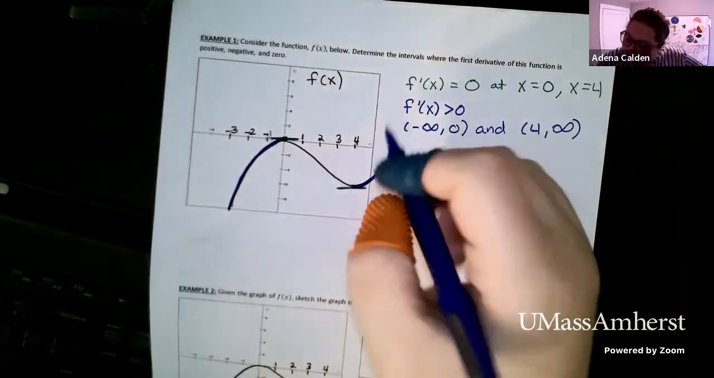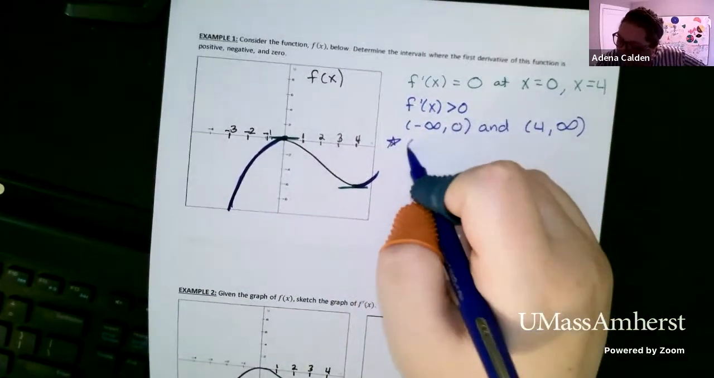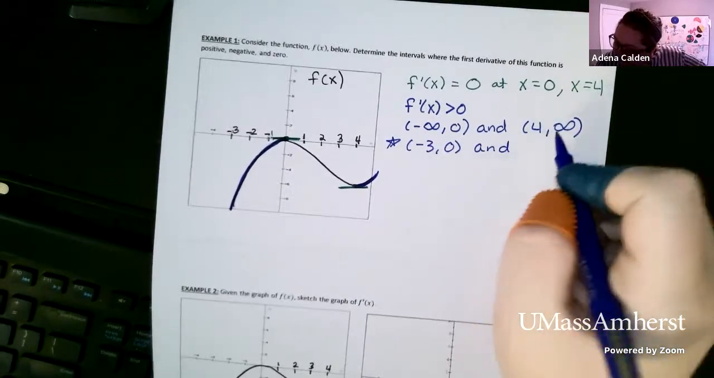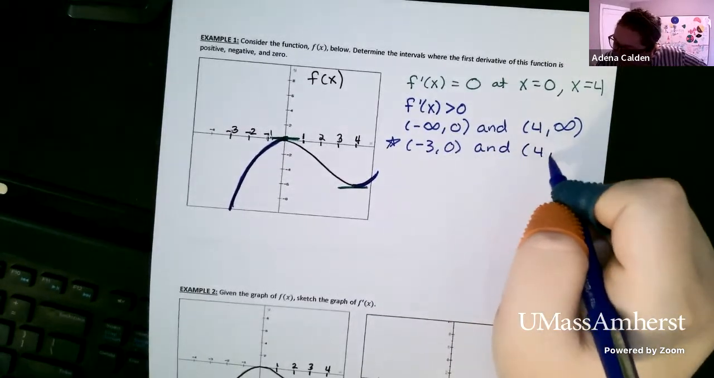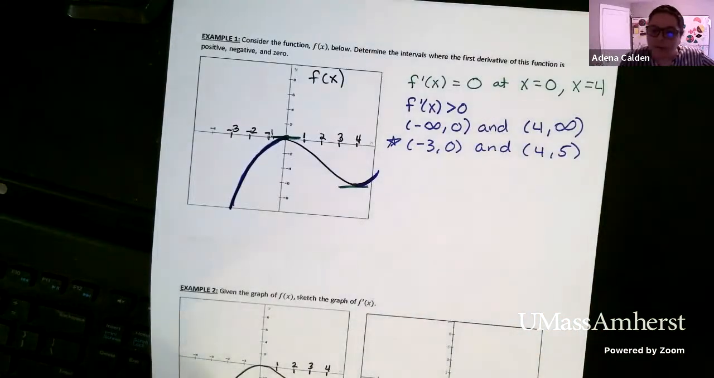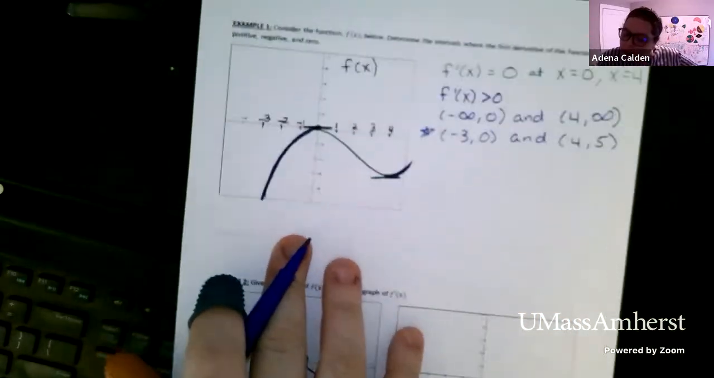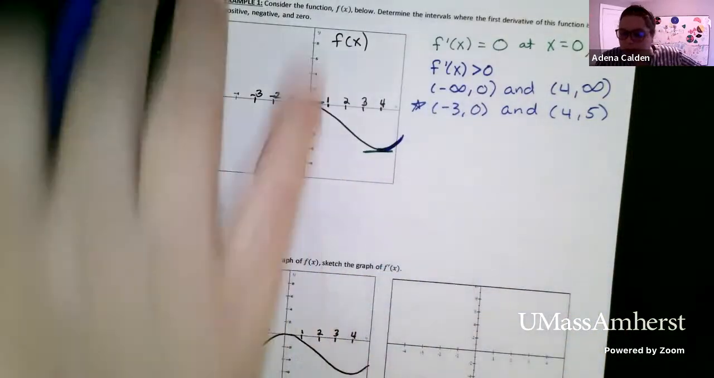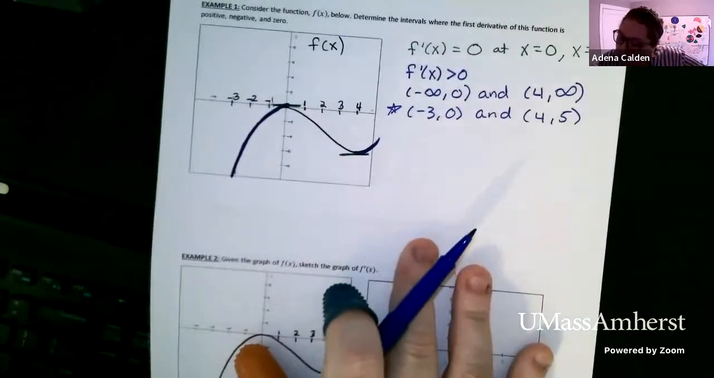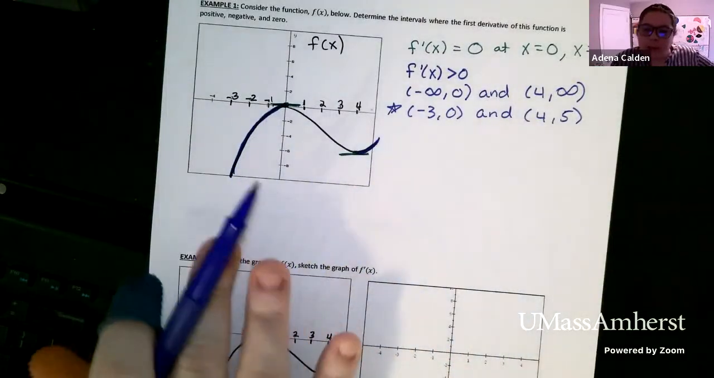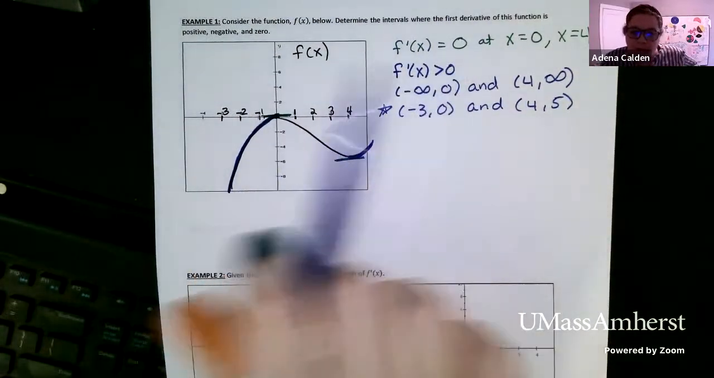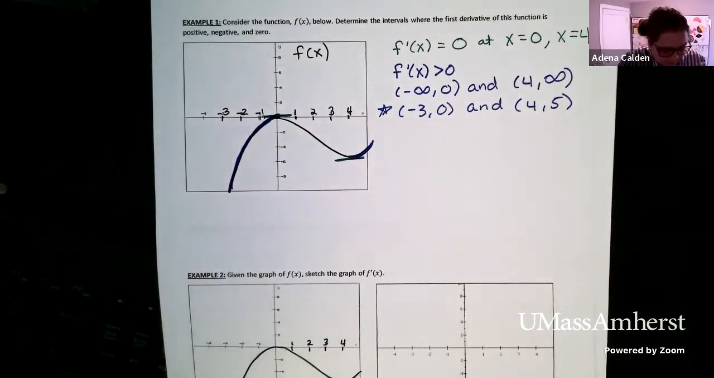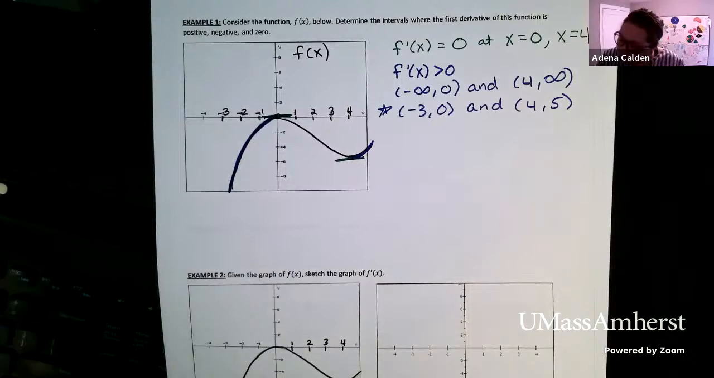And again, the alternative, you could have done something like -3 to 0 and 4 to 5, which is just what we see on the graph. And since I didn't specify whether or not this was the entire graph or if it went on forever, either of these are fine for now. So the idea is that we're looking for where it's increasing to tell us where the first derivative is positive. We can do something similar for where the first derivative is negative.